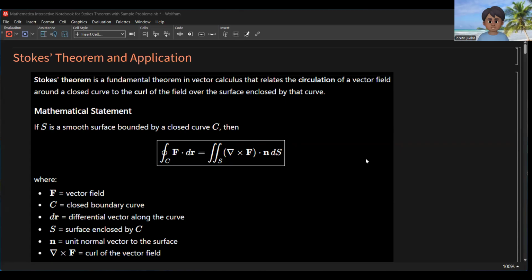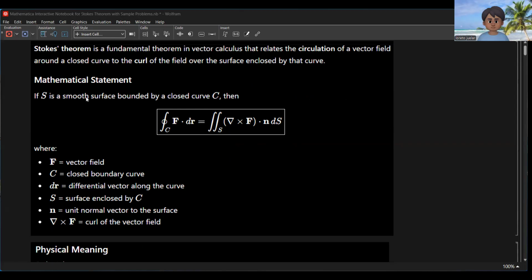Stokes theorem and application. Stokes theorem is a fundamental theorem in vector calculus that relates the circulation of a vector field around a closed curve to the curl of the field over the surface enclosed by that curve. So we have the mathematical statement. If S is a smooth surface bounded by a closed curve C, then the line integral of the field F dot dr is equal to the double integral of the curl of F dot n, with the differential dS here.